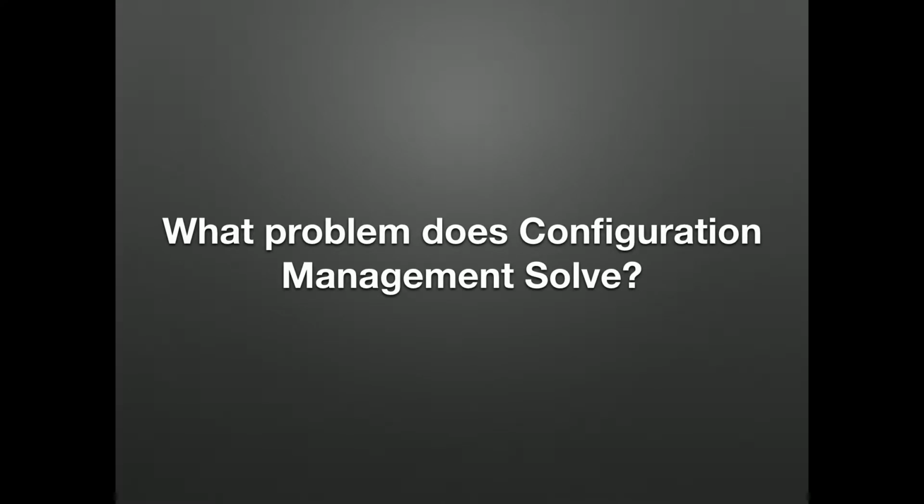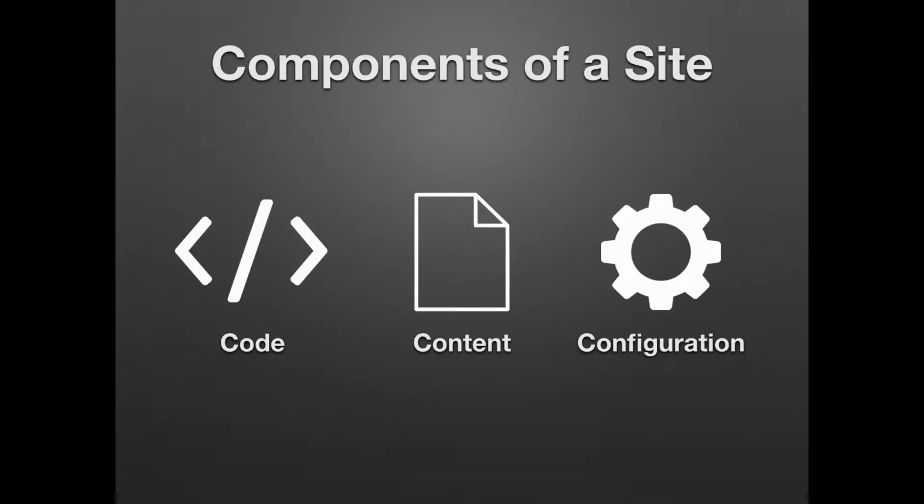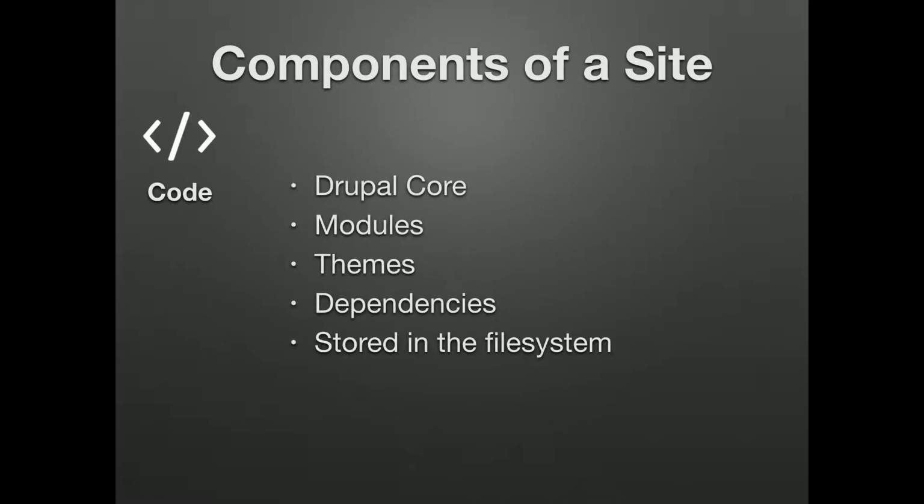So, what problem does configuration management solve? In order to understand the problem, we need to understand, in vague terms, how a site is put together. A site you can think of as composed of code, content, and then configuration. Code is pretty self-explanatory. It's all the PHP files, your Twig files, everything that you edit and manage in your IDE and commit to Git, and all the dependencies that come in. They're all stored on the file system, on your web server. That's pretty straightforward.